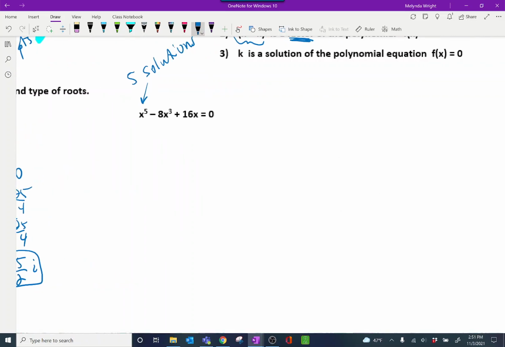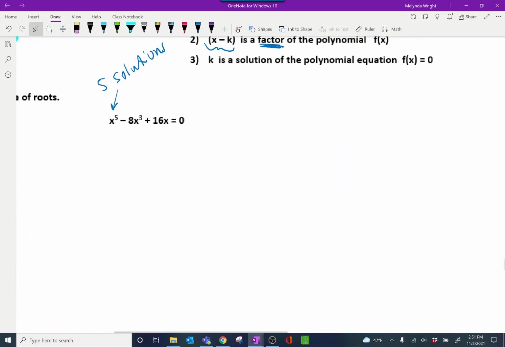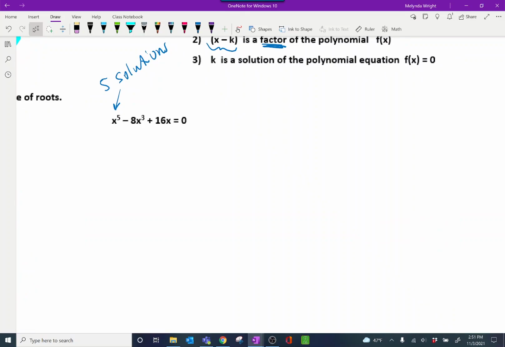Okay, let's go to our next example. Now in this one we're supposed to find 5 solutions. Let's kind of look at it, see what we got going on. I always want to try to factor out a GCF, a greatest common factor, and I do. I've got an x, so I'm going to pull that out. That leaves me x to the 4th minus 8x squared plus 16.